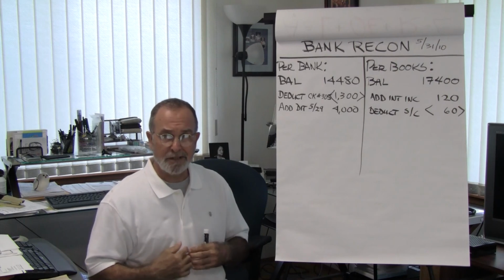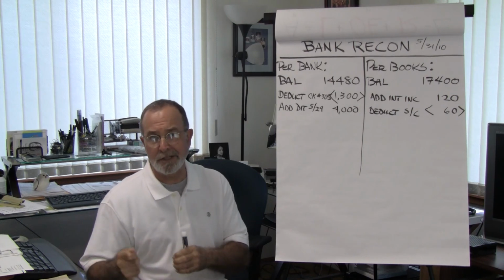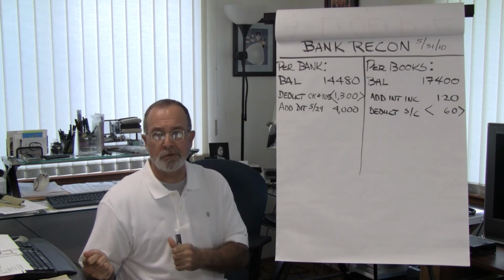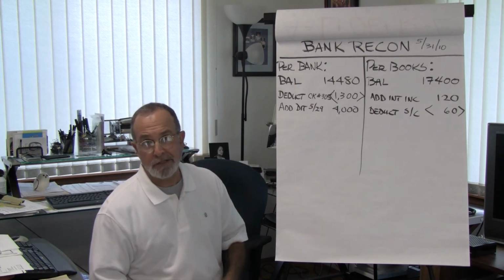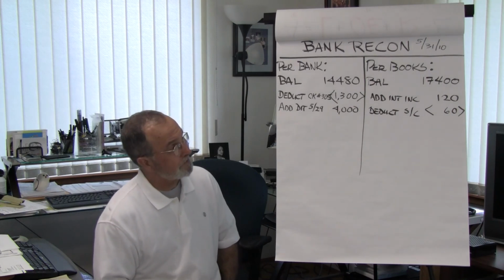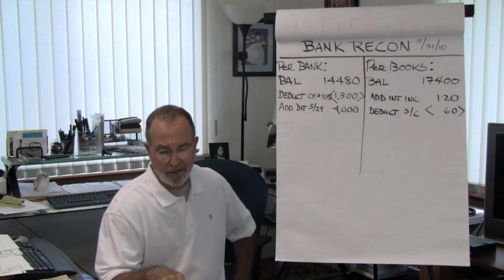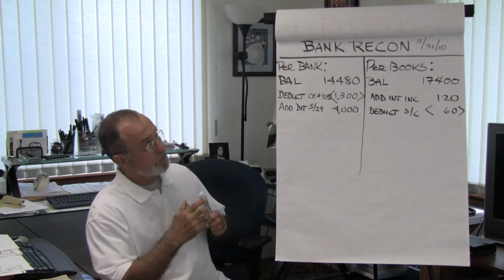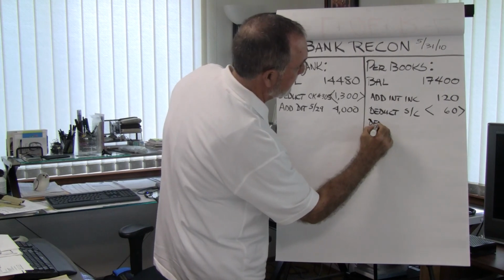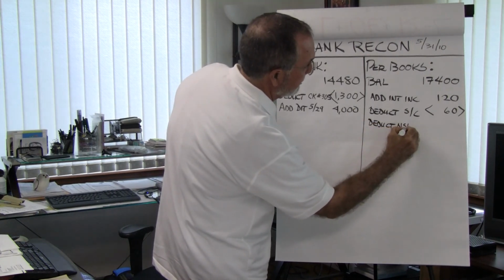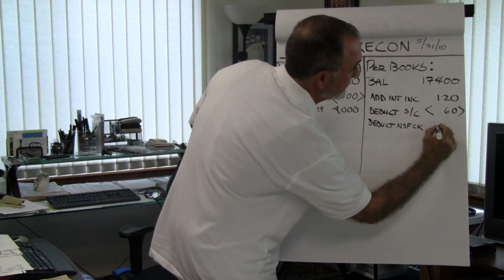The bank has deducted it from our bank balance, and of course we need to go and try and collect on that check, get a replacement check from our customer or whoever it was that had given us that check. For our bank reconciliation purposes, we need to take care of it. And since the bank has already deducted it from our bank statement and from our bank balance, we need to do the same on our side. And so we need to deduct that NSF check, and that check was for $280.